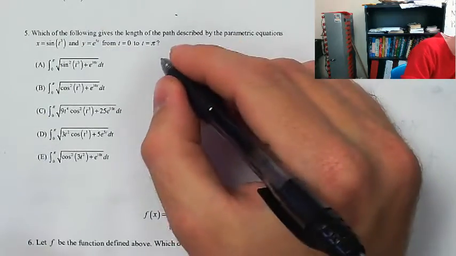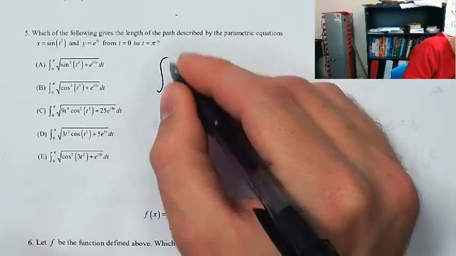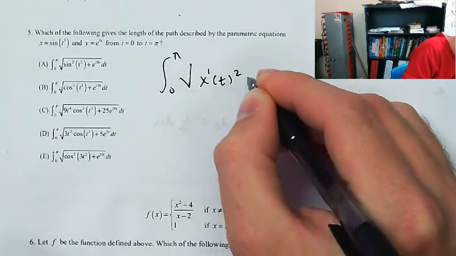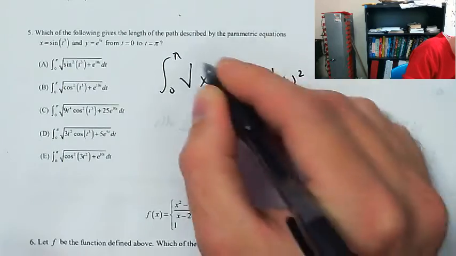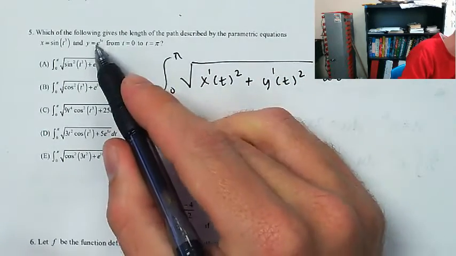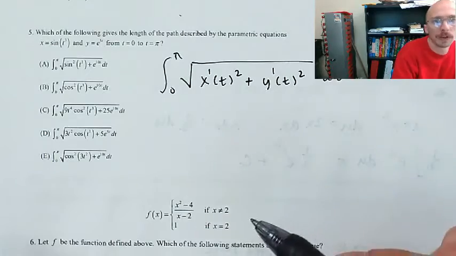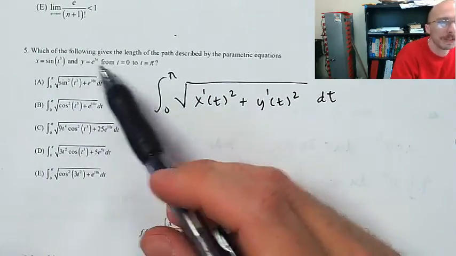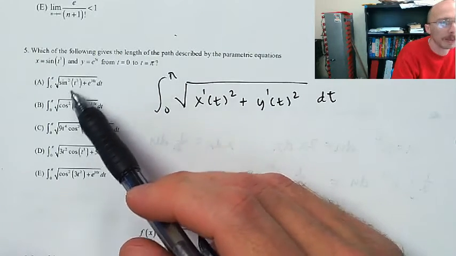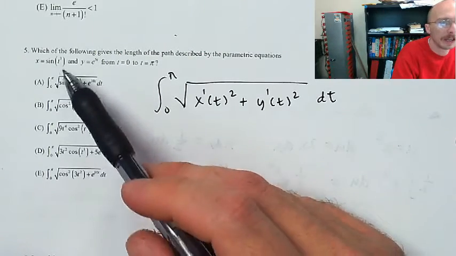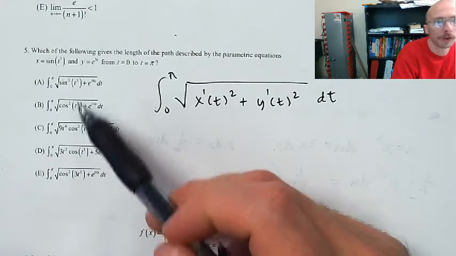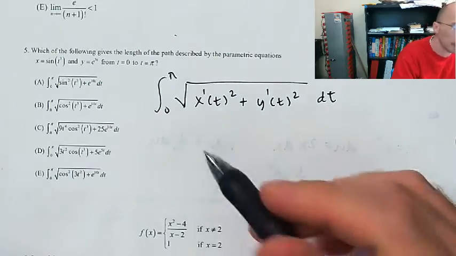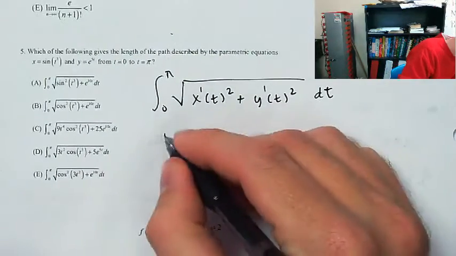Okay, we know that for parametrics, our arc length, we're looking for the integral of the square root of x prime of t squared plus y prime of t squared dt. Now, they both have to be right. And I feel like I could take probably the easier of the two of these and eliminate based on that. Because all of the x contributions are different, and all of the y contributions are different, except for this e to the 10t both times.